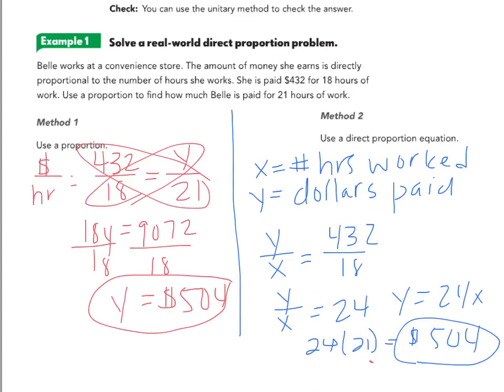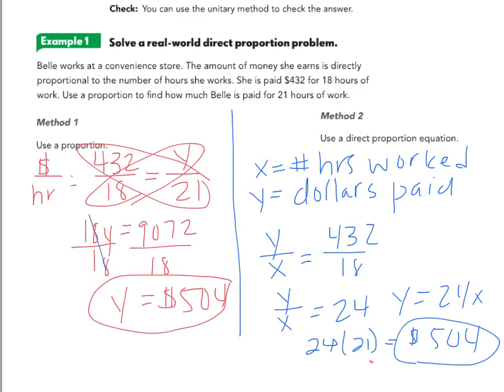Okay, so using a proportion, I have dollars over hours, so $432 for 18 hours. How many dollars for 21 hours? We cross multiply. 18 times Y is 18Y. 432 times 21 is 9,072. To undo multiplication, we divide both sides by 18, and we're going to end up with $504.